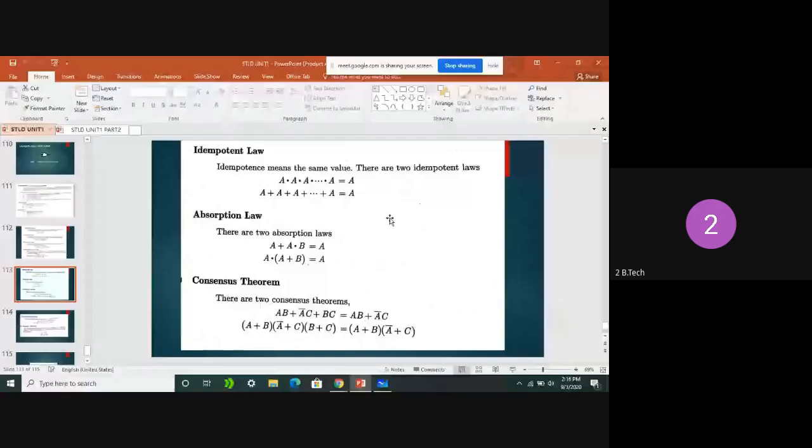And the absorption law. Observe clearly. What is the absorption law? We can prove it here also. A plus A dot B is equal to A. And another absorption law is A dot, A plus B, is equal to A.